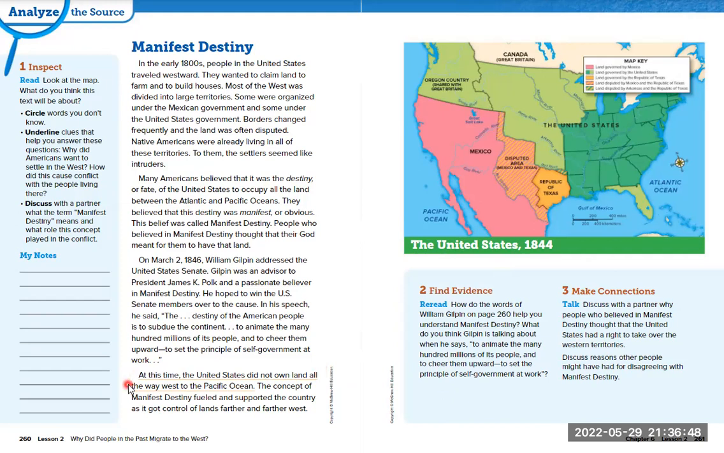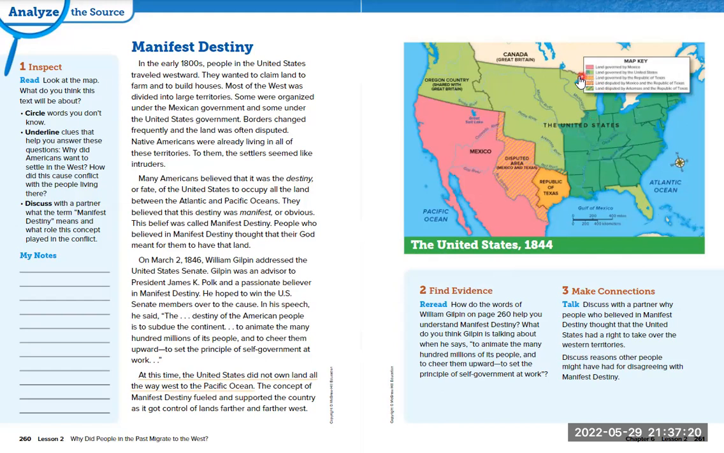At this time, the United States did not own all the land all the way west to the Pacific Ocean. The concept of manifest destiny fueled and supported the country as it got control of lands farther and farther west. So in the beginning, they only owned a couple of states here, and even then, they were mainly colonies. They were pretty small. But later, after they won the Revolutionary War, it slowly started to expand. Now we have all 50 states, but in the beginning, it was just here, and then later on, it expanded.